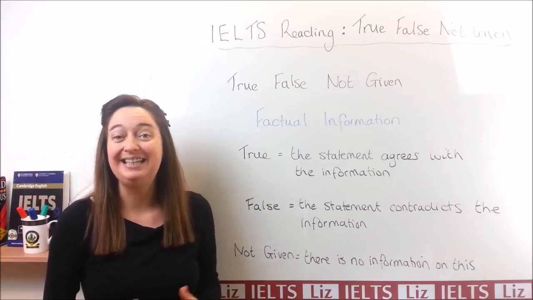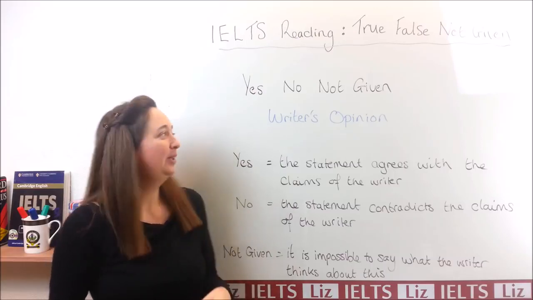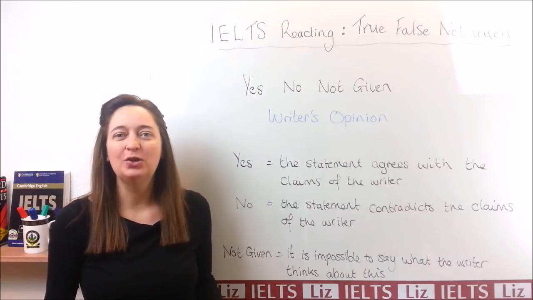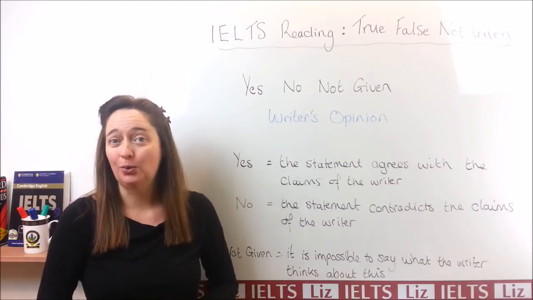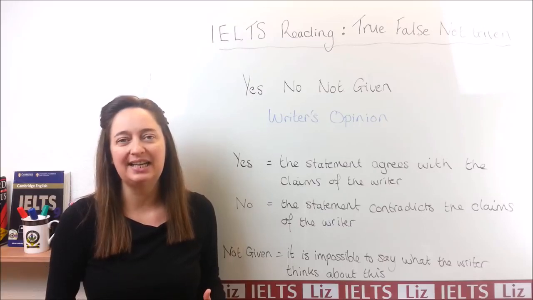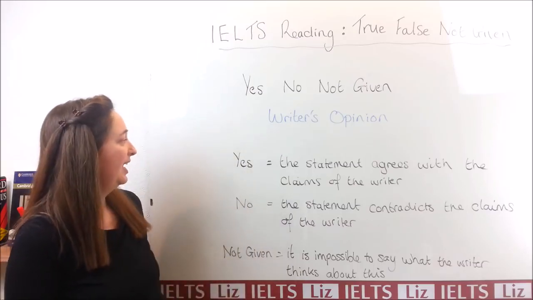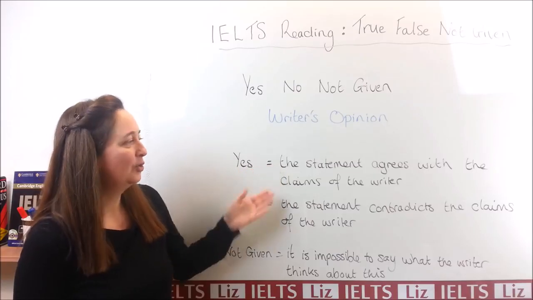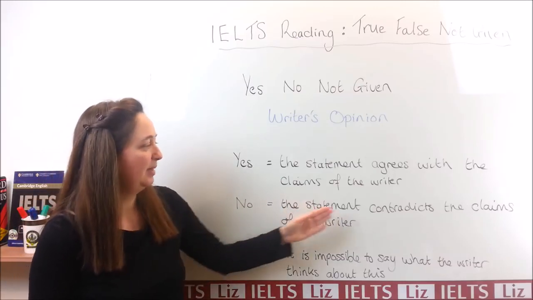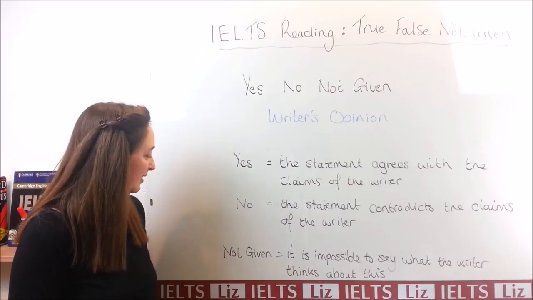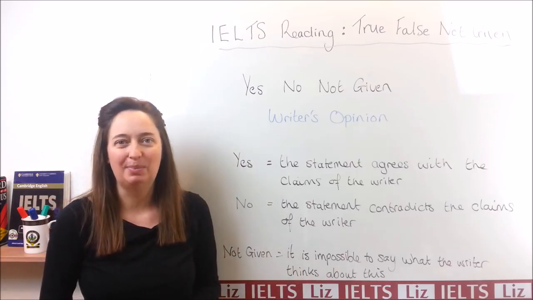So what's the difference with yes, no, not given? Let's have a look. The yes, no, not given questions are all about the writer's opinion. So it's not about the facts, but about what the writer thinks. So this is often called reading between the lines, trying to understand what the writer is trying to tell you about their opinion. If the answer is yes, it means that the statement in your question agrees with the claims of the writer. If it's no, it means the statement is opposite, it contradicts the claims of the writer. And not given means it is impossible to say what the writer thinks about this.